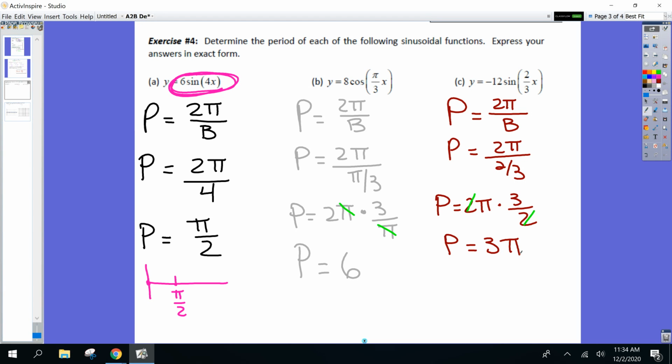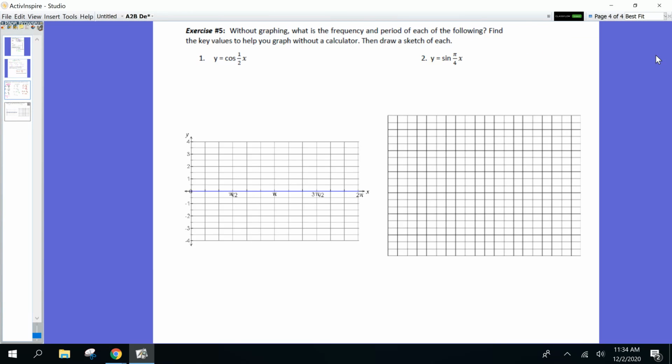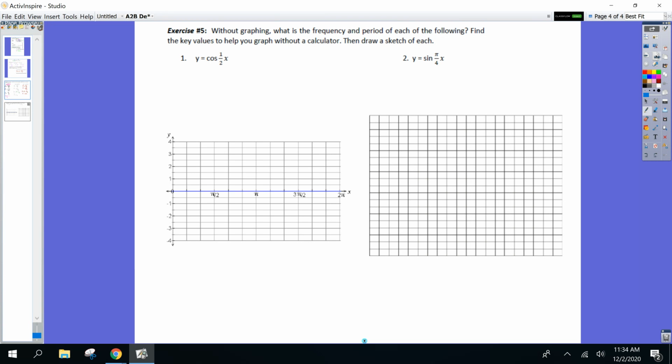Guys, can I answer any questions on finding the period? Because we're going to use it to graph now. Any questions I can answer on finding the frequency, the b value, or the period? Anything before we move on? Okay, then. You guys got it. Let's graph now.